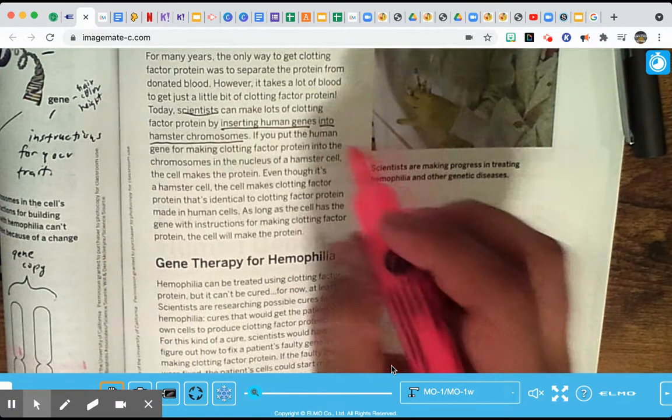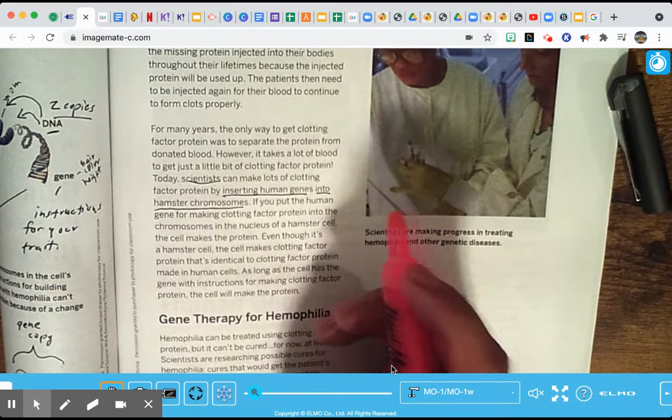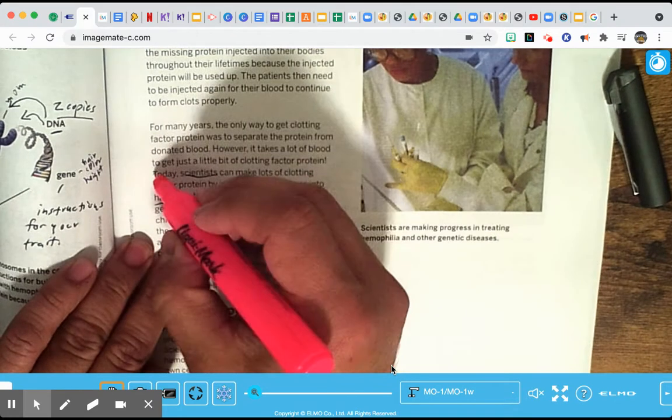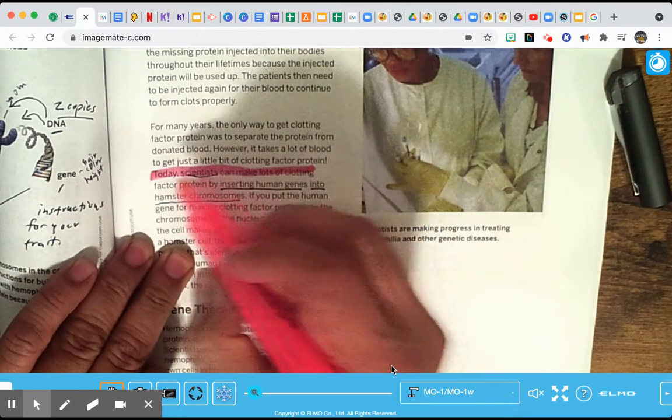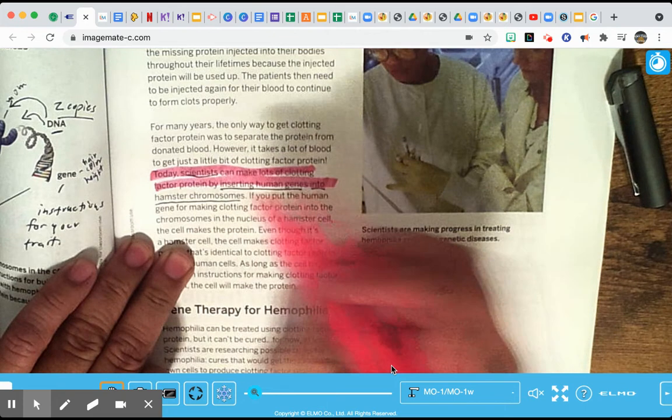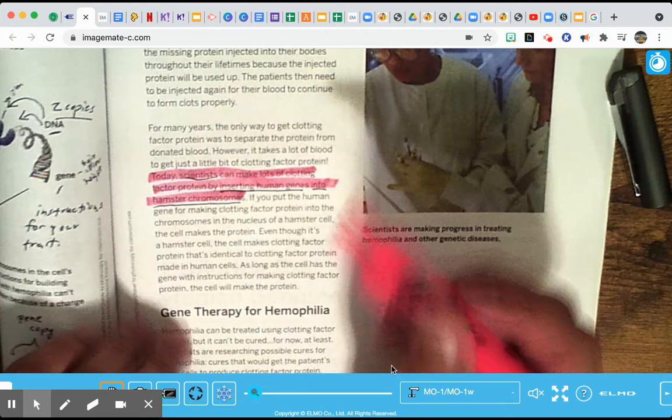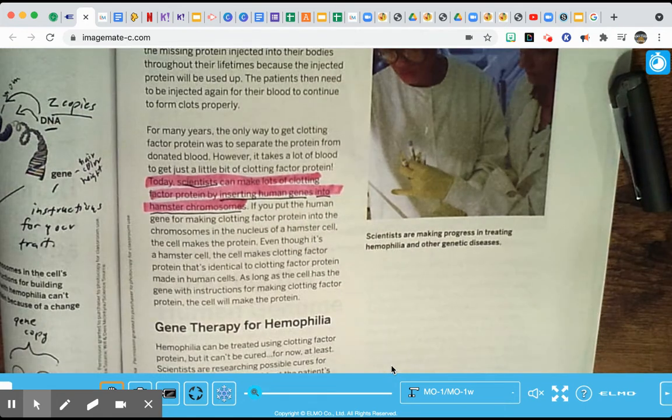And let's highlight this right here. Today's scientists can make clotting factor protein by inserting human genes into hamster chromosomes. That is very interesting.